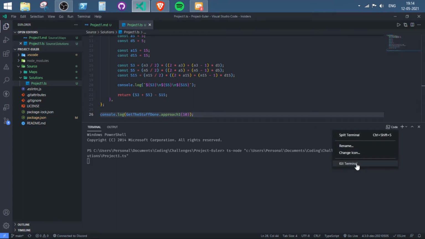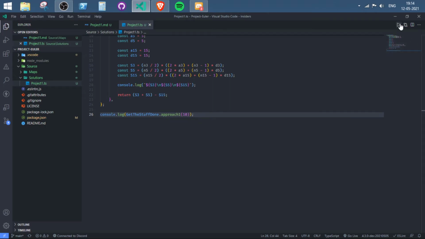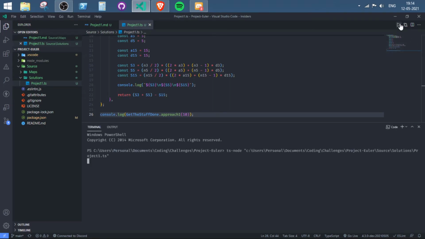I guess I'm gonna have to kill the terminal once and rerun it. Now let's wait. TS node is slightly slower as far as execution is concerned. I don't know. Yeah. Right.